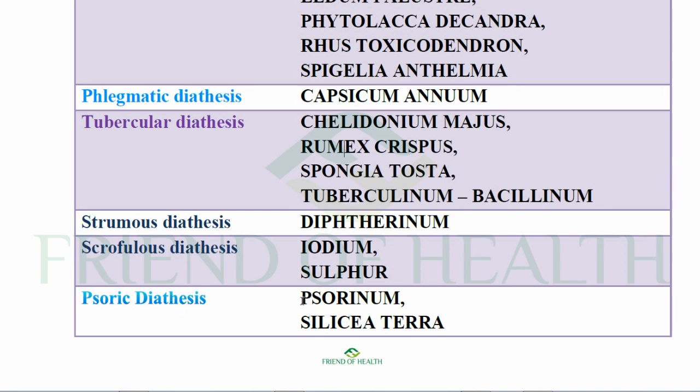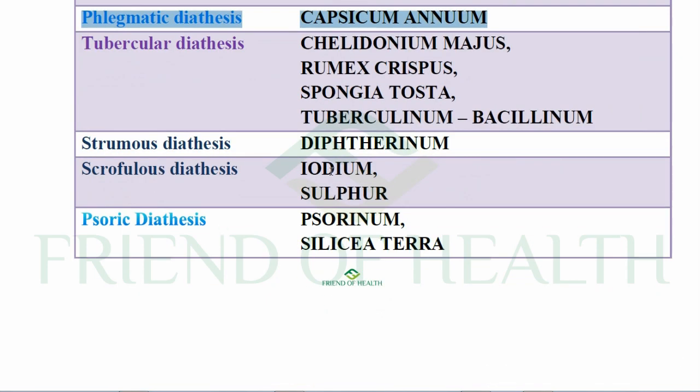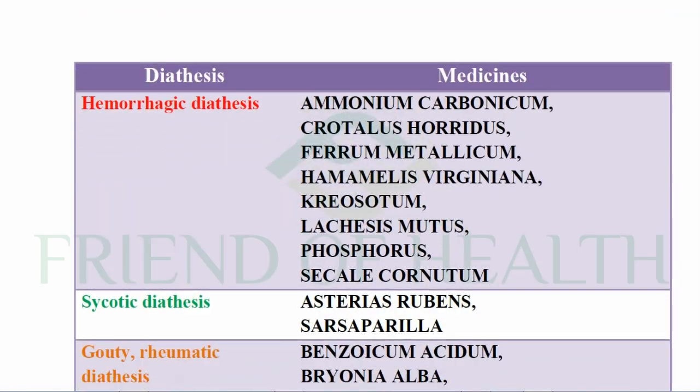And strumous diathesis or scrofulous diathesis, if you group them together, Diphtherinum, Iodum and Sulphur. Psoric diathesis, 2 remedies, Psorinum and Silicea terra. So you may find a phlegmatic word in different places of Allen's keynote, but as a together as a line, directly it is given phlegmatic diathesis only in Capsicum annuum, and all these things, scrofulous diathesis, psoric diathesis is given only here. So this is the summary table.